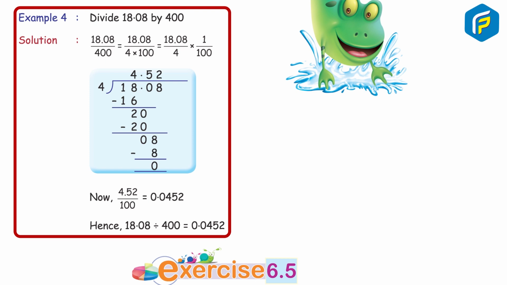Example 4. Divide 18.08 by 400. Solution: 18.08 upon 400 equals 18.08 upon 4 into 100, which equals 18.08 upon 4 into 1 upon 100. Now 4.52 upon 100 equals 0.0452. Hence 18.08 divided by 400 equals 0.0452.